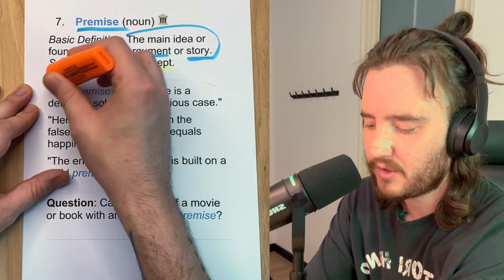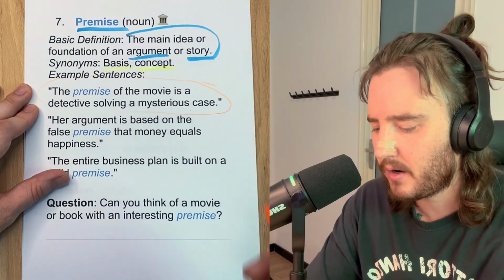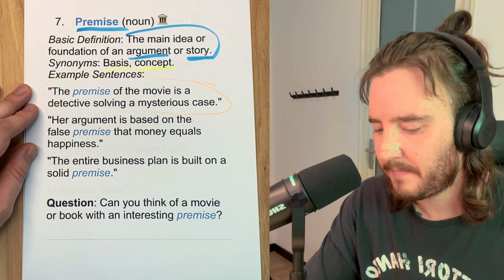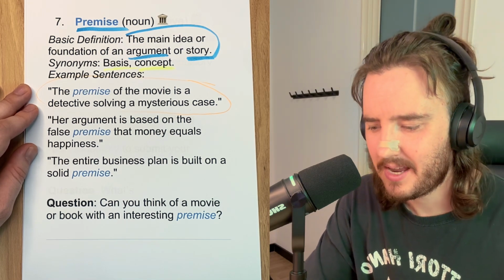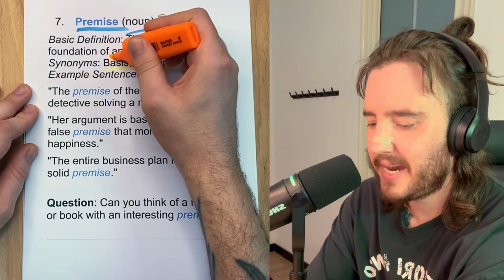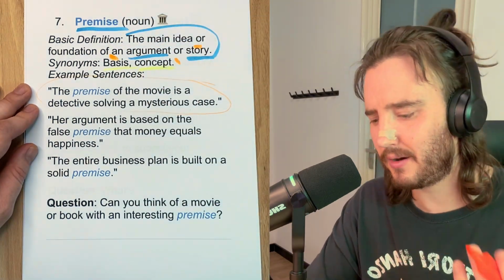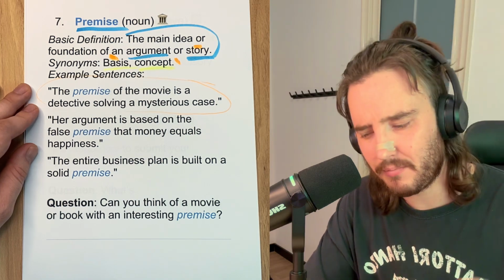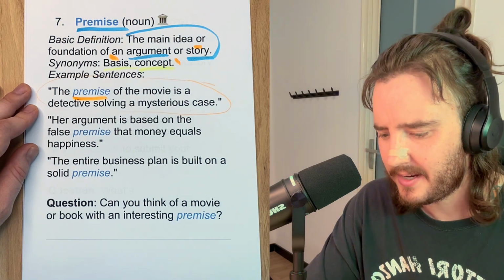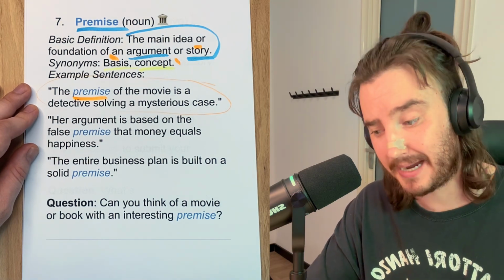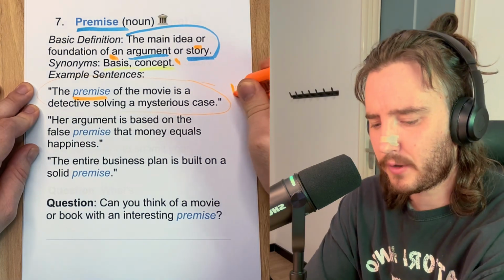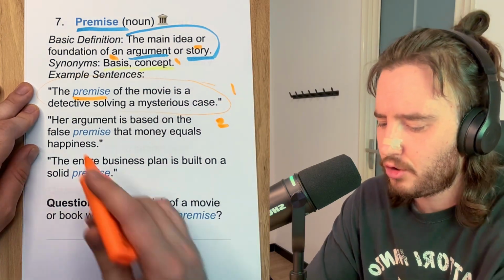So let's take a look at this first example sentence here. The premise of the movie is a detective solving a mysterious case. Yeah, that's the concept of the movie, you know, the basis of the idea of the story of this movie. So we could say that's the premise of the movie's story. In other words, the movie's story is about a detective solving a mysterious case. So that's our first example sentence. Let's take a look at 2.